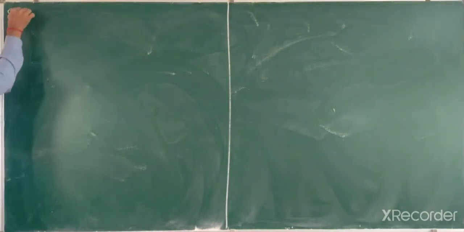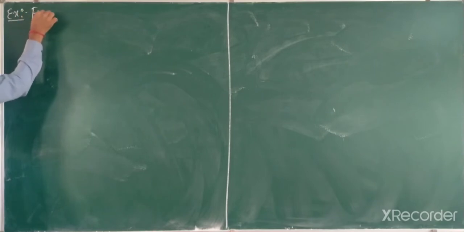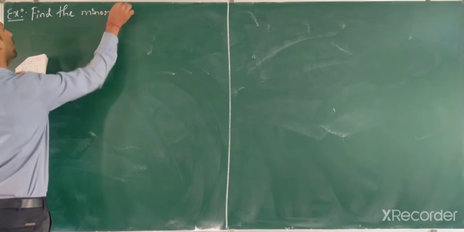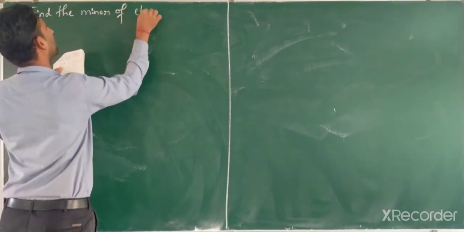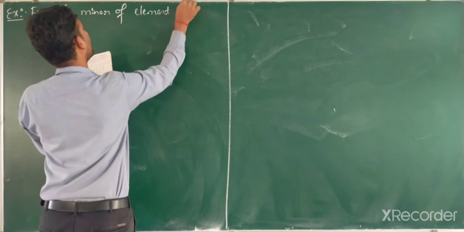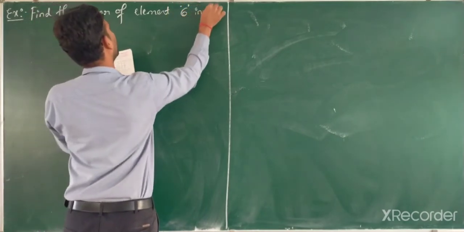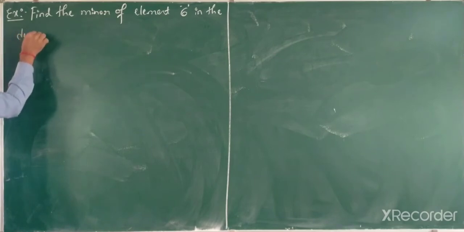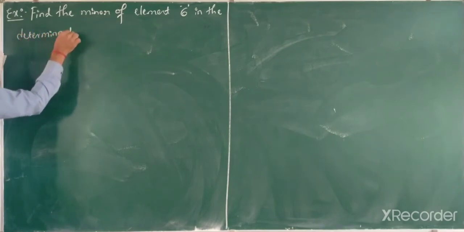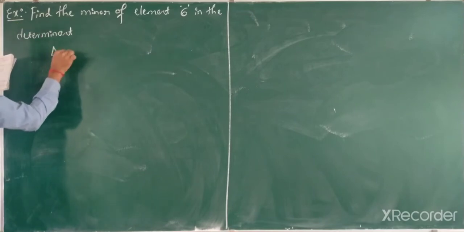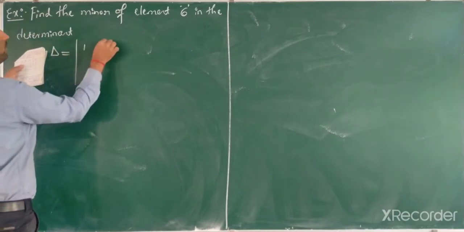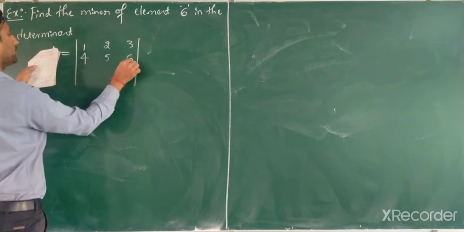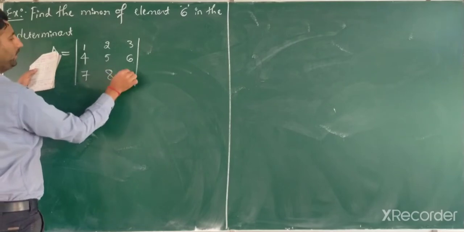Example: find the minor of element 6 in the determinant delta is equal to 1, 2, 3, 4, 5, 6, 7, 8, 9.